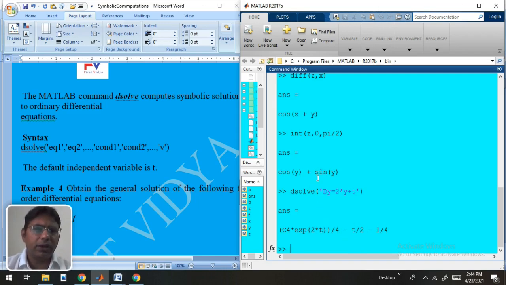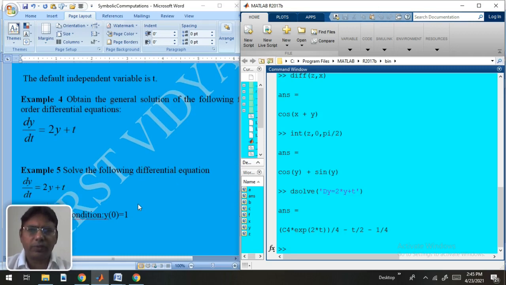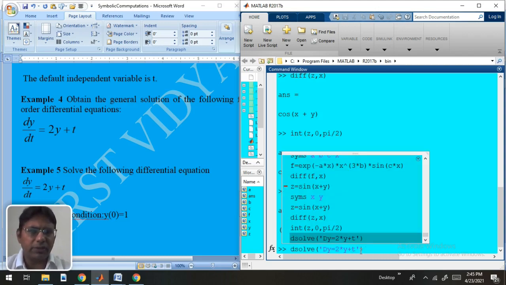Here we see that this is the general solution. It's a general solution because there is one constant and no initial value is given. So suppose for the same problem we take the initial value y0 as 1, then how do we solve this problem? Whatever we have done, we write the same thing here.